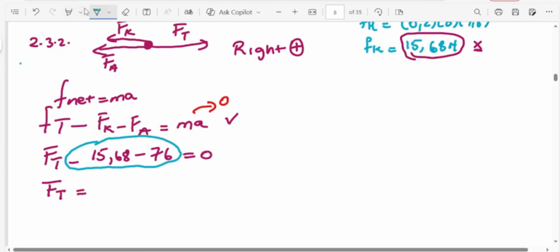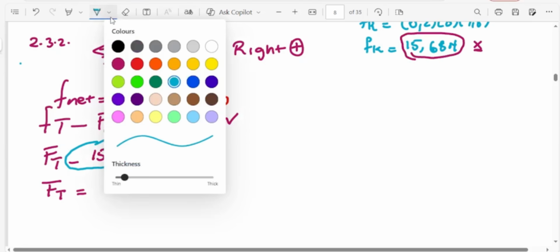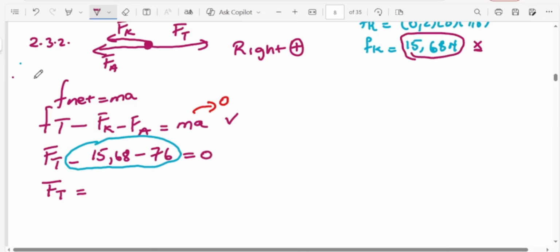The answer that you get will be negative, but now I need you to move it to the other side so it can be positive. So what we are trying to do is isolate the tensional force. If you put it on the other side, they should give you 91.68 newtons. So now we have the tension.